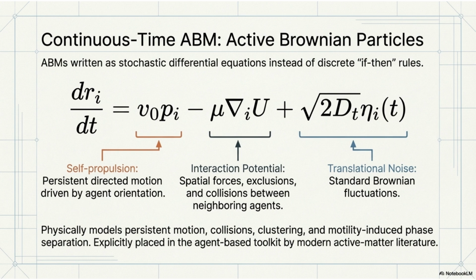Continuous time ABMs, like active Brownian particles, are written as stochastic differential equations. They include self-propulsion, interaction potential, and translational noise, modeling phenomena like clustering and motility-induced phase separation.